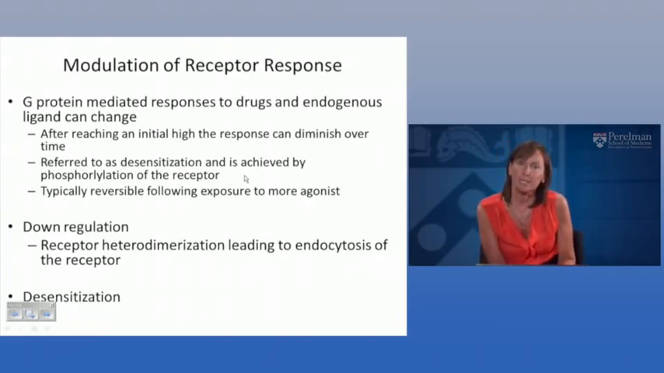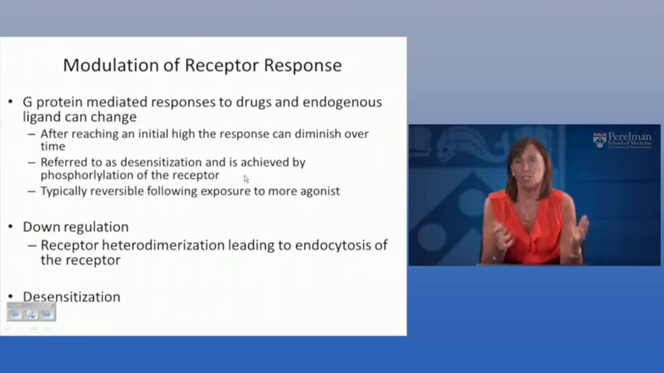One is that G protein-mediated responses to drugs, as well as endogenous ligands, can change. After reaching an initial high, the response can diminish over time. This is referred to as desensitization and is achieved most commonly by phosphorylation of the receptor. Typically, it is reversible following exposure to more agonist. There is a second concept called downregulation. Downregulation is thought to be a result of receptor heterodimerization, leading to endocytosis of the receptor.